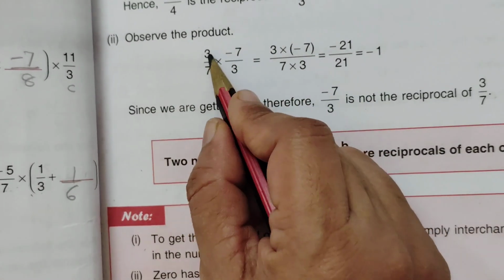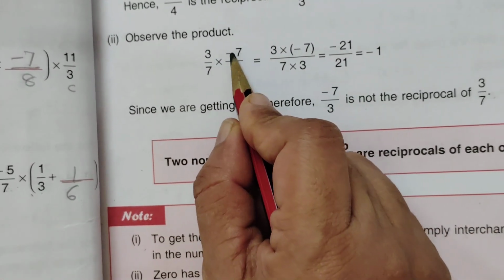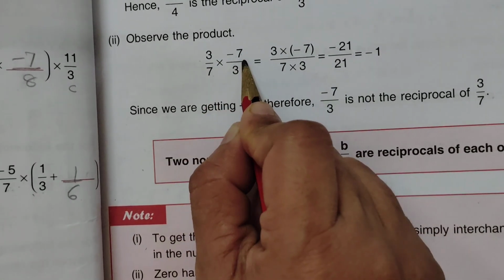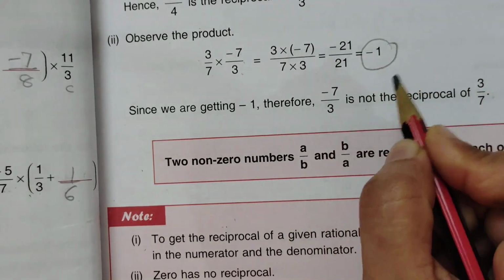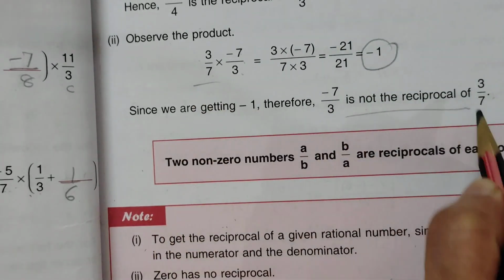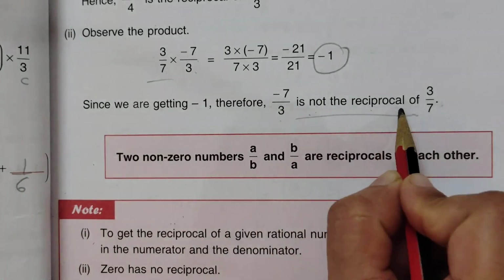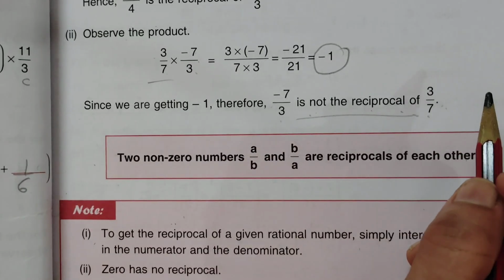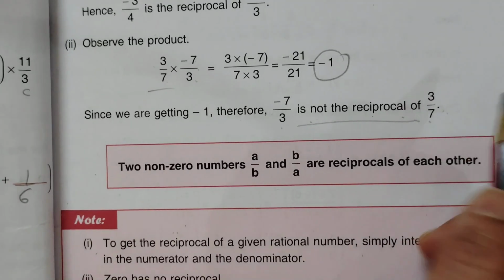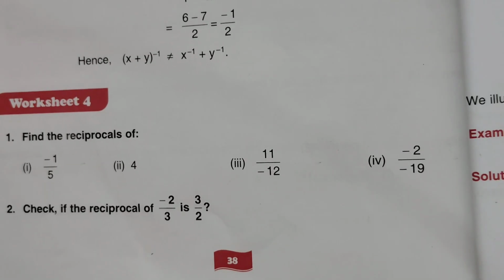Okay, here if we see 3 upon 7 and minus 7 upon 3, the sign changes. See, this is positive and this is negative. And the answer we get is minus 1. So this is not the reciprocal. Minus 7 upon 3 is not the reciprocal of 3 upon 7. Got it? So now we will start worksheet 4.